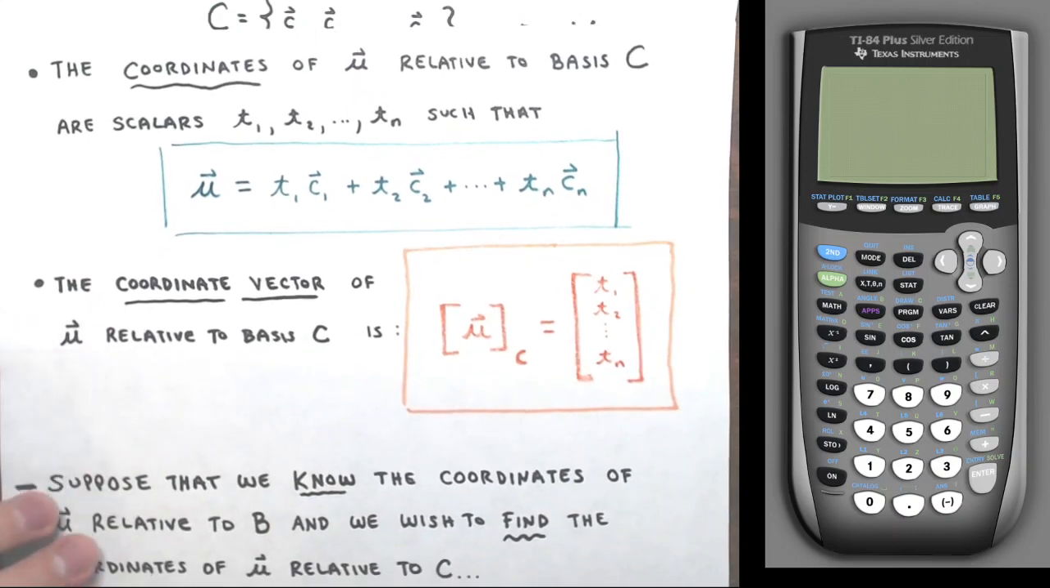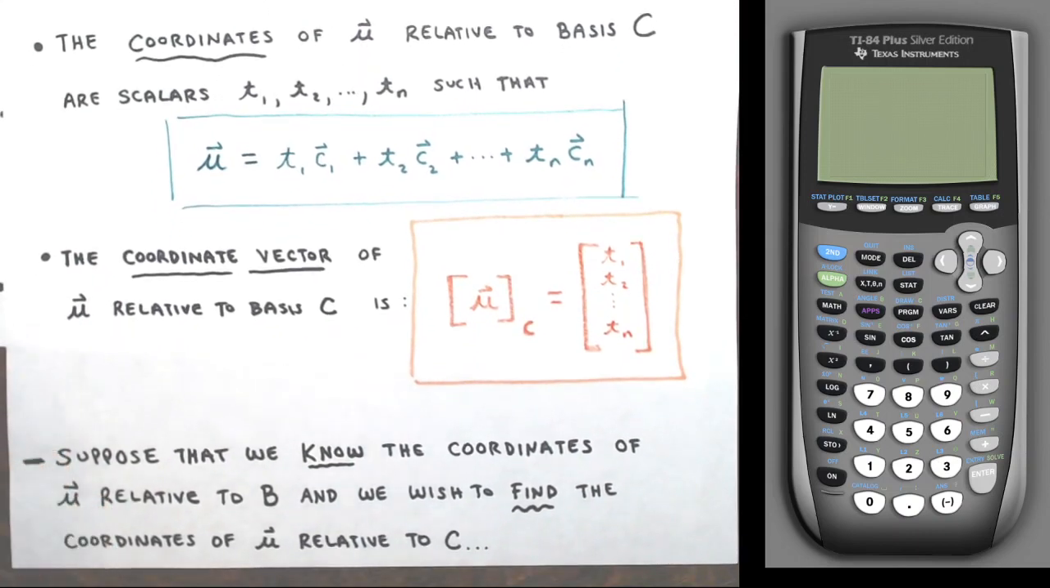Now here comes the heart of the problem, the heart of the video today. Now suppose that we know the coordinates of vector u relative to basis B. Right, so I know the coordinates of u relative to B are, say, 4, 2, and 5. Say I know what those are. Those are known to me. But I don't know the coordinates of vector u relative to basis C. Right? Those other set of vectors. So we wish to find the coordinates of u relative to C.